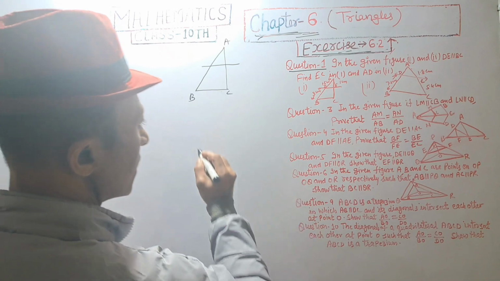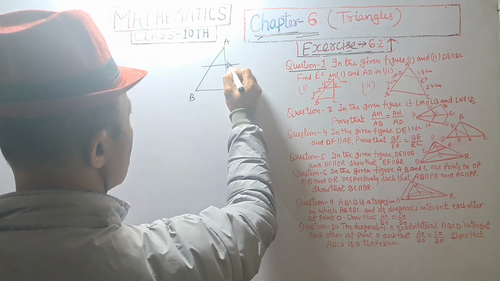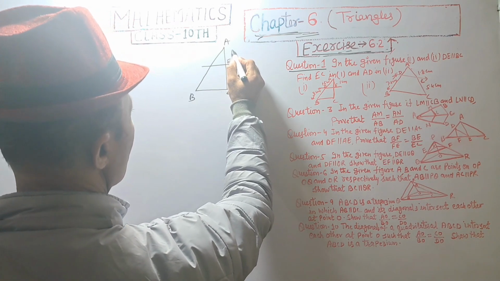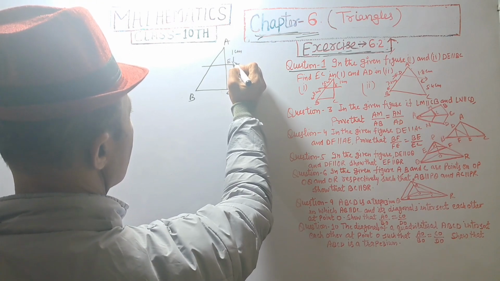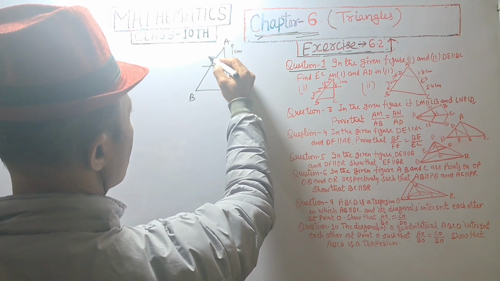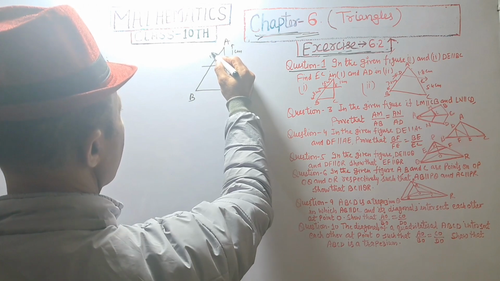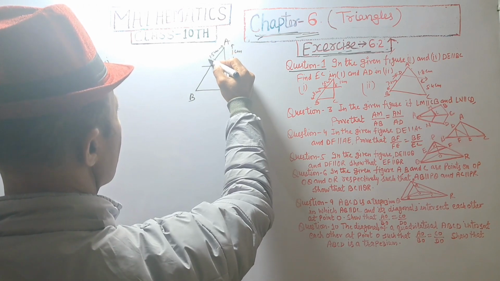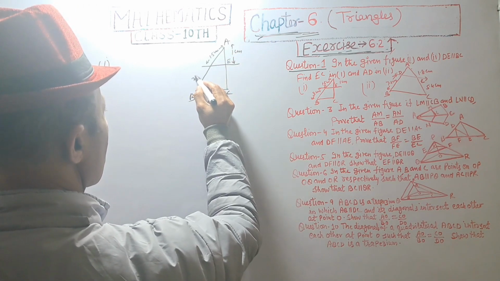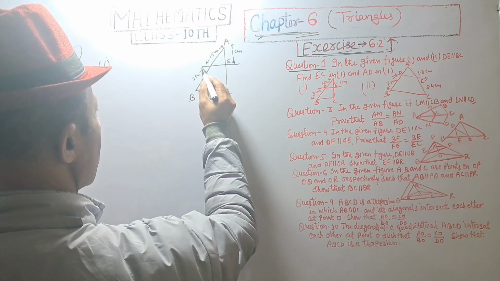Triangle ABC, E, 1 centimeter, 1.5 centimeter, 3 centimeter.